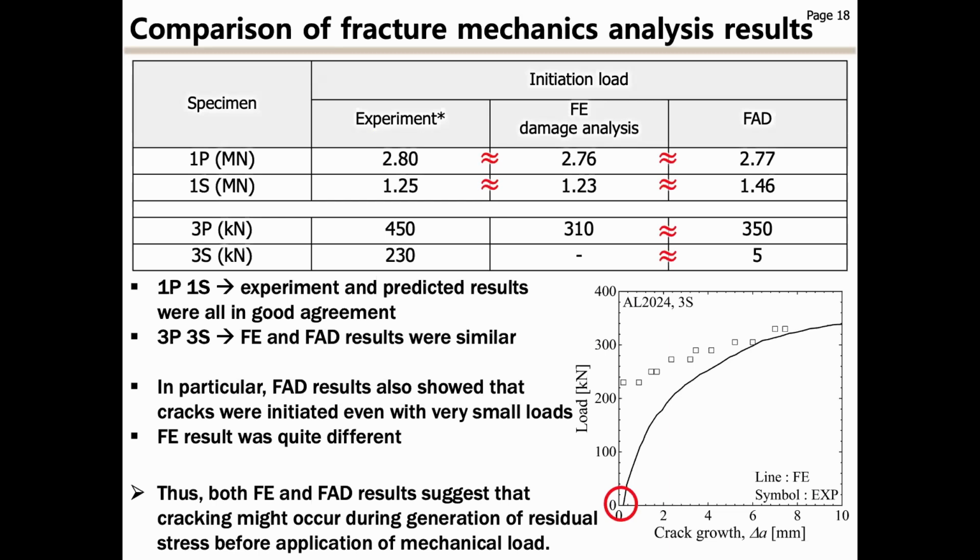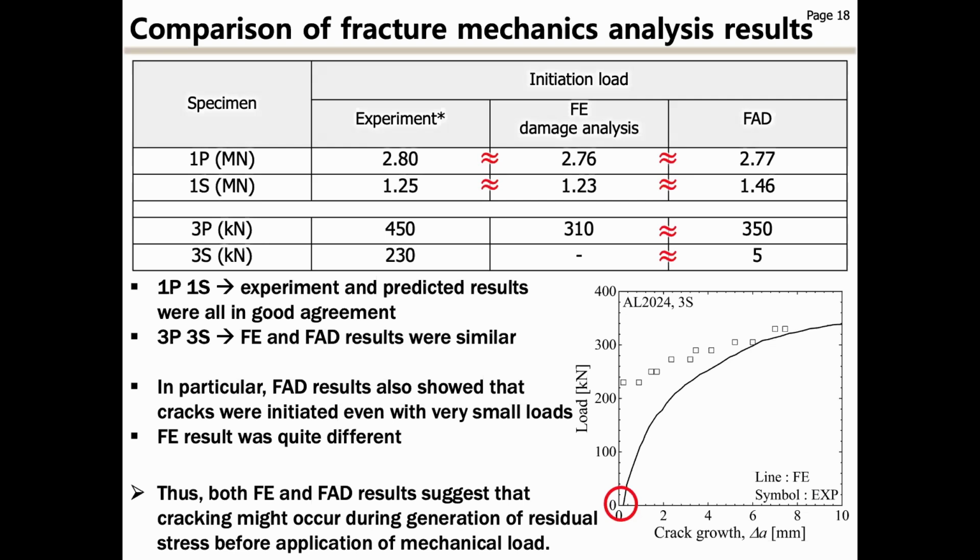The FAD analysis was performed and the initiation load was calculated according to the R6 procedure. In this presentation, only FAD results were presented. This table shows FAD results along with experiment and FE damage analysis results. For 1P1S, experiment and predicted results were all in good agreement.